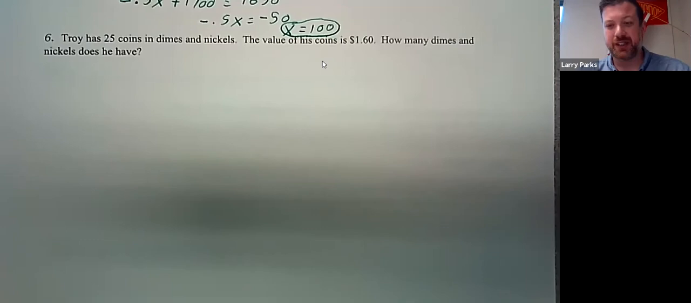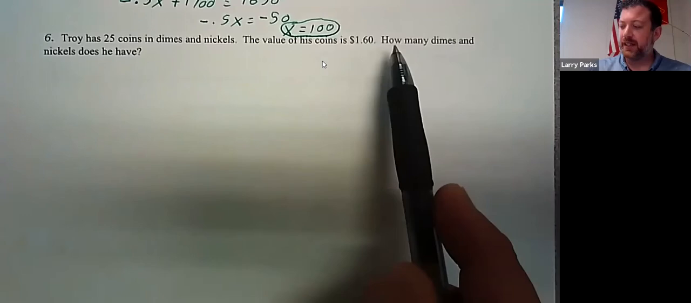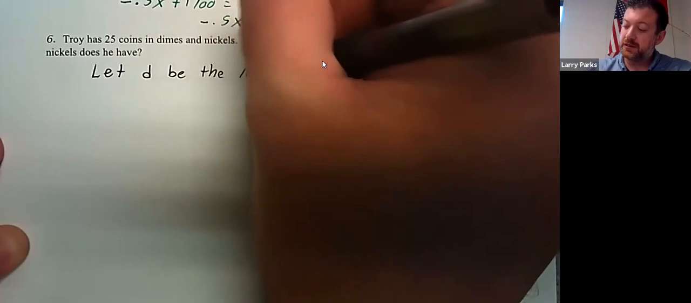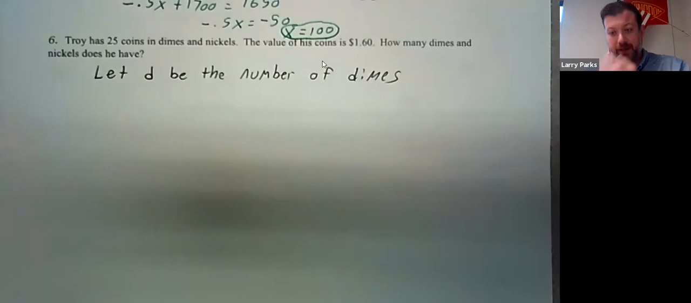So instead of sitting there and guessing, we're going to set up two variables. And the key here is how many dimes and nickels does he have? So that's what we're looking for. Let's let D be the number of dimes. If it bothers you using D, you can use X. And then let's let N be the number of nickels.